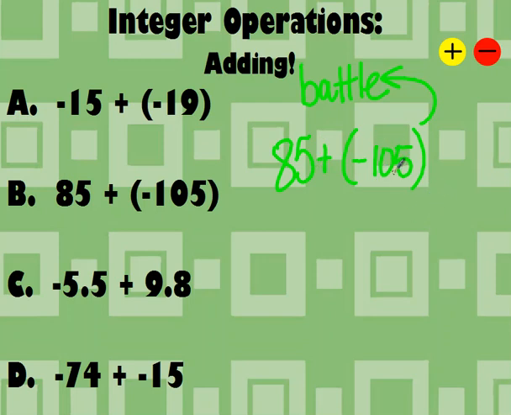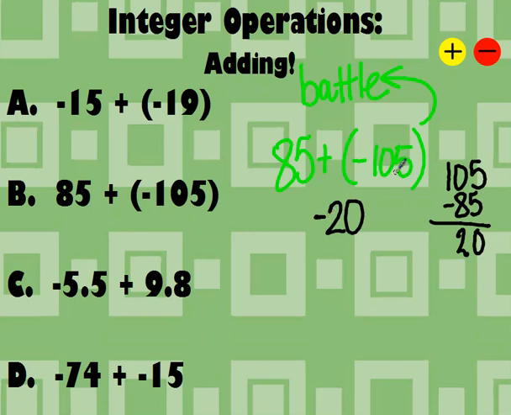So I'm going to take the absolute value of -105, which is 105. I'm going to take the absolute value of 85, which is 85, and I'm going to subtract them, and I get 20. Okay, so that means there's 20 things left over, and if I look at my initial question, I can see that the negative number has the larger absolute value, so my number is going to be negative.